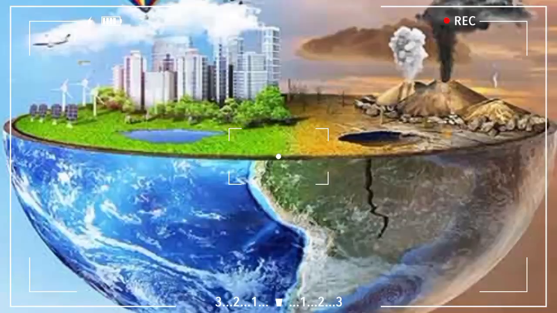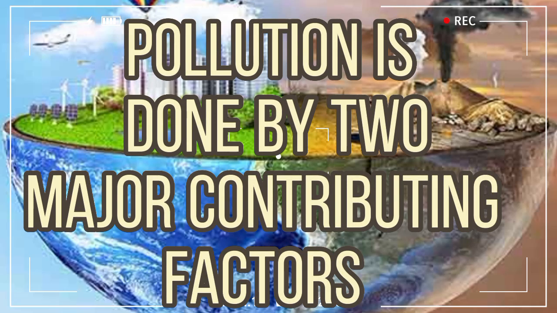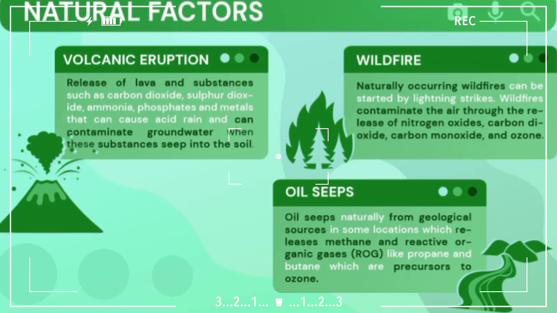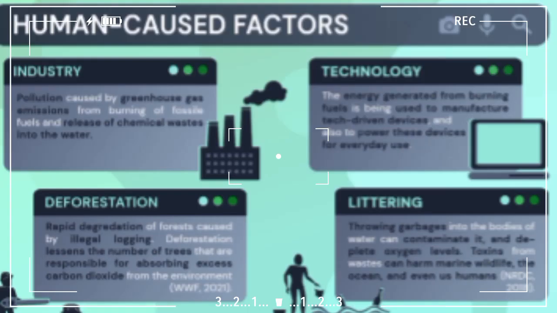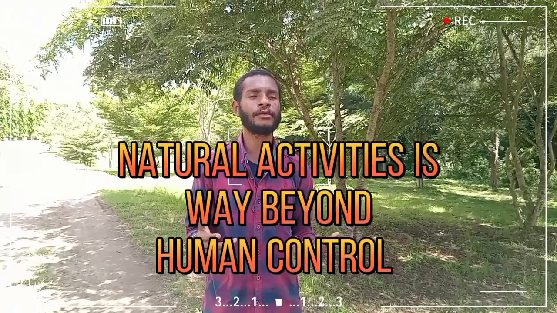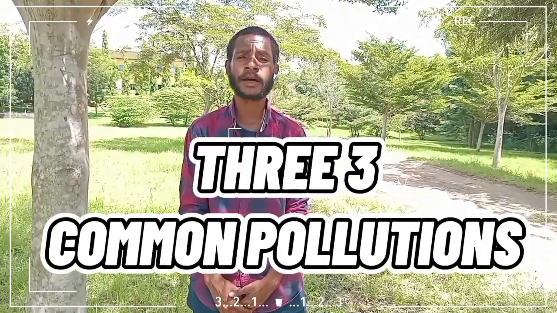Pollution is done by two main contributing factors in this world today. One is natural and two is human activities. However, natural activities are way beyond human control. So in this video clip, we won't be talking much about natural pollution, but we'll be only talking about human activities.